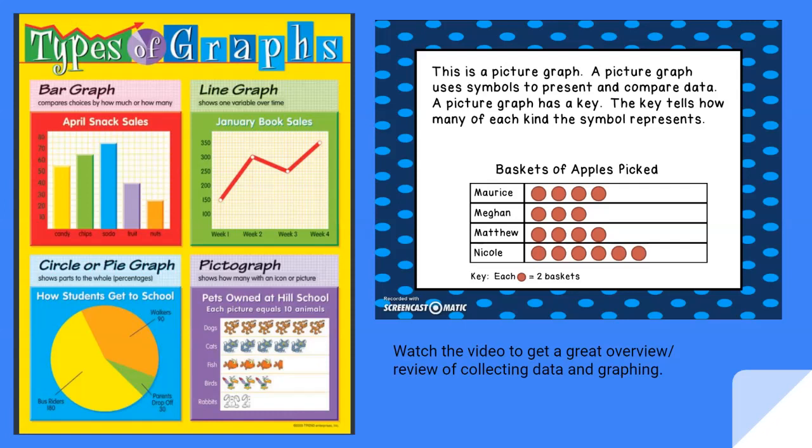But then if you look at the key, it tells you that each one of those circles is worth 2 baskets. So in reality, Maurice didn't just pick 4 baskets, he picked 2, 4, 6, 8 baskets. And Nicole, who was very busy, she's got 6 circles there, 1, 2, 3, 4, 5, 6. Each one of those circles or each one of those balls represents 2 baskets. So in reality, Nicole would have picked 12 baskets of apples.